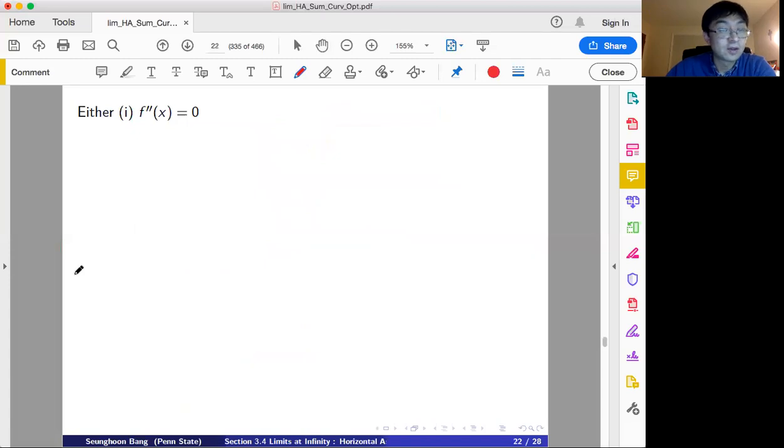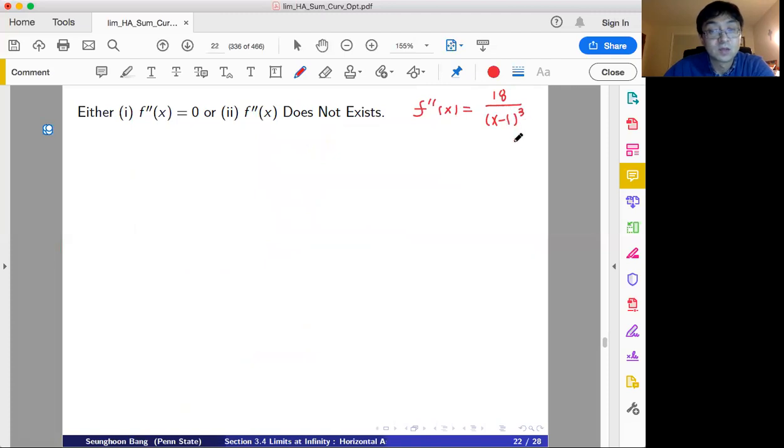The next thing, you can find where the second derivative equals 0 or does not exist. So the second derivative is 18 over x minus 1 cubed. We don't have it here. For the first case, just the numerator equal to 0 is impossible. 18 is not equal to 0. We don't have it.